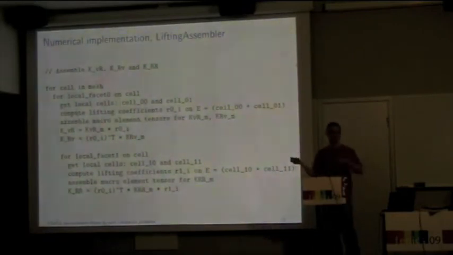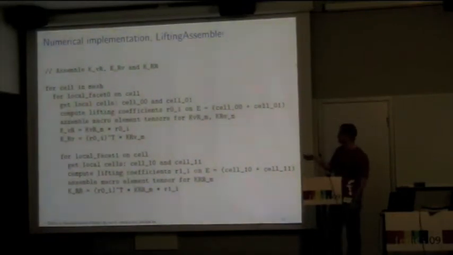And then for the capital R term, it gets a bit more involved. So then we take another loop, still within this first loop, over the local facets, again get the cells, compute the coefficients, evaluate this integral, and then we just multiply it like this. And the stabilization term goes in much the same way.